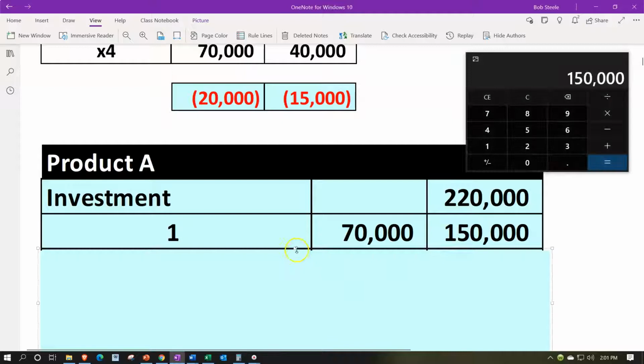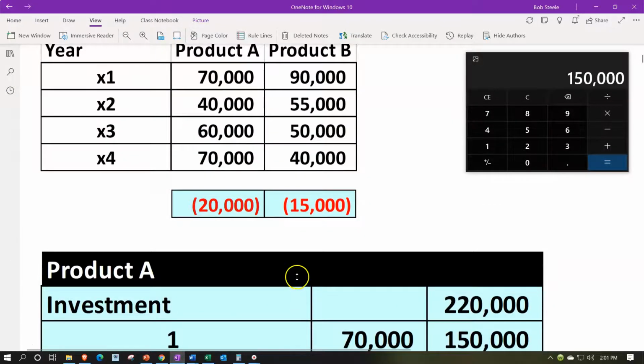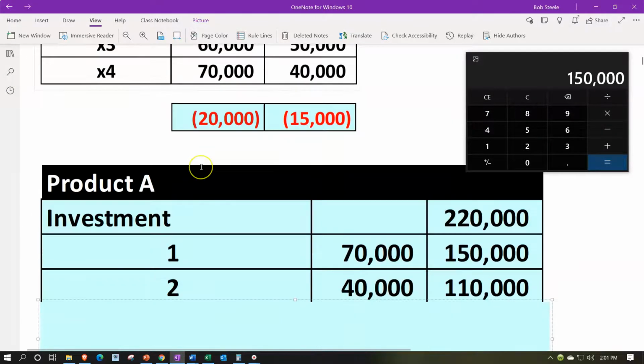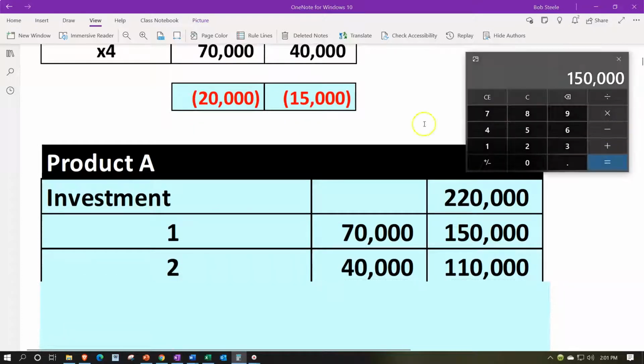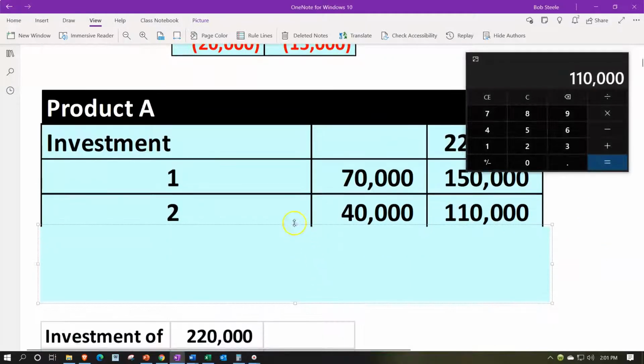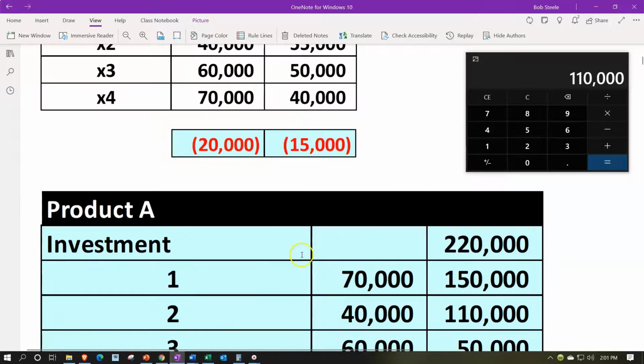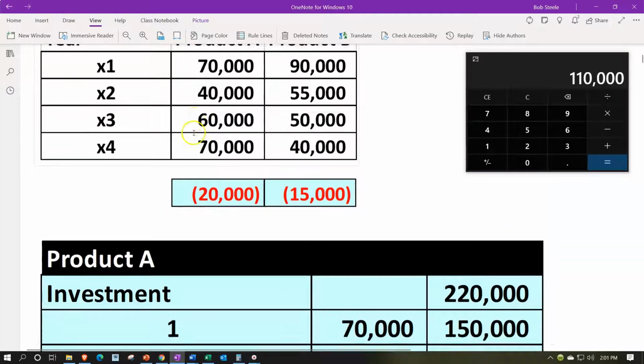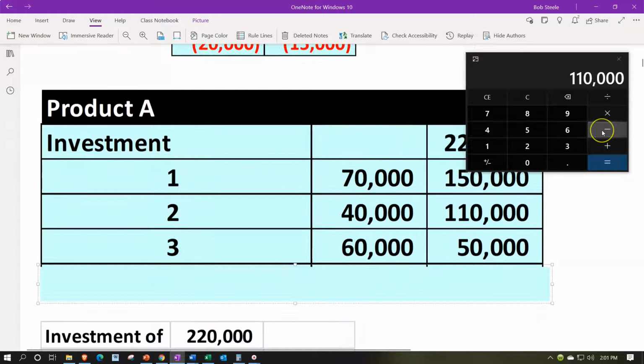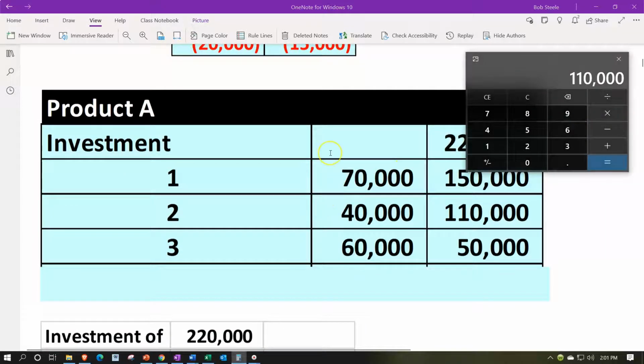Are we going to get it in year 2? Well, let's check it out. In year 2, we're going to get 40,000 for product A. And so we had 150,000 that wasn't recovered yet, minus 40,000. So that leaves us with 110,000 we still haven't got back yet. Are we going to get it back in year 3? No, because in year 3 we only get 60,000. We still have 110. But I want my money back faster than this. Minus the 60,000. That means we still have 50,000 left.